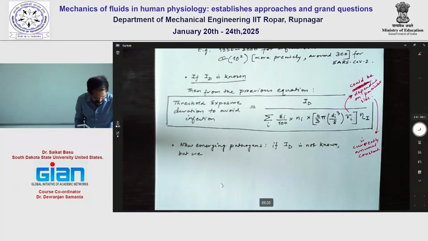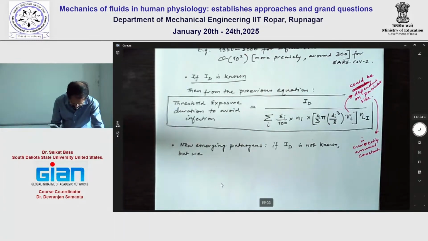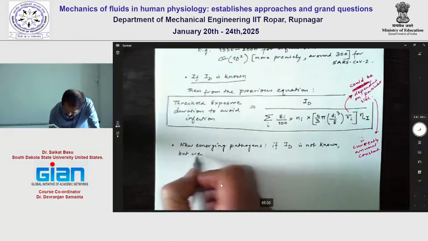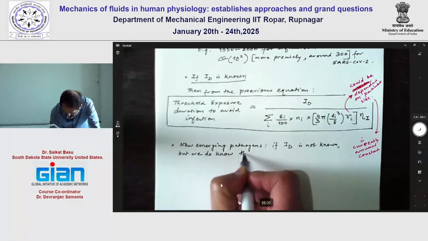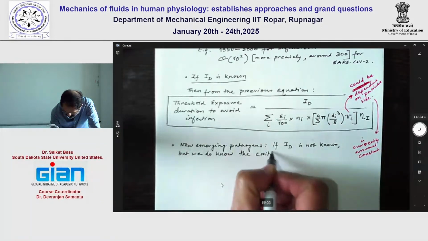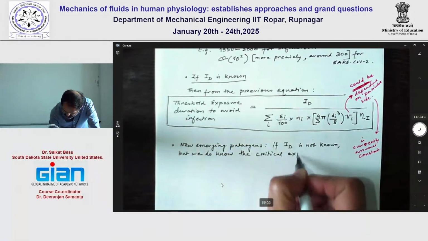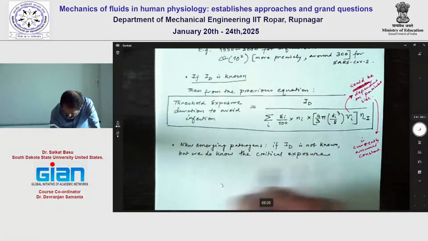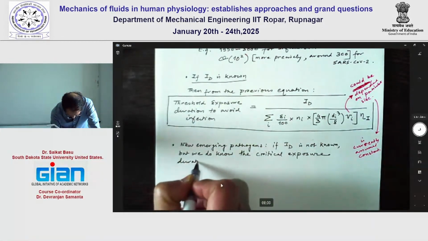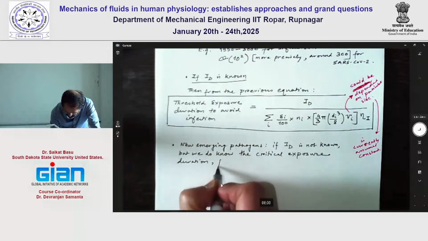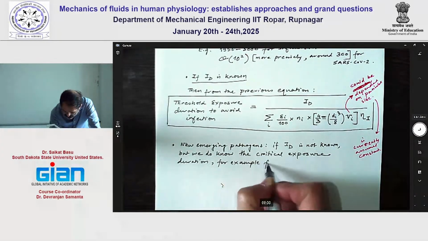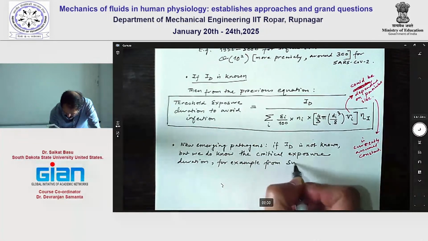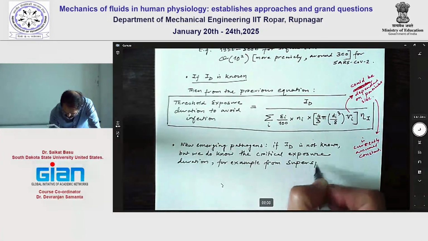So if the ID is not known, but we do know the critical exposure duration, for example from super spreader incidents.